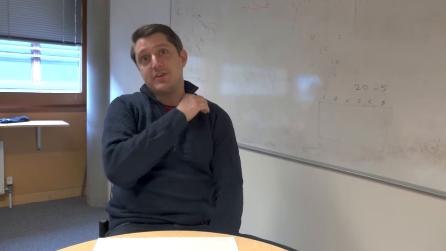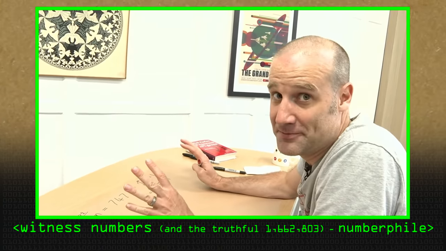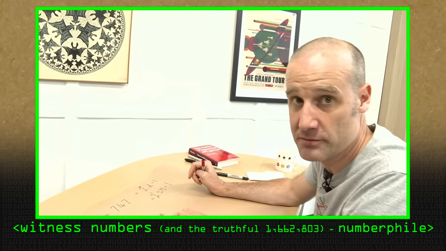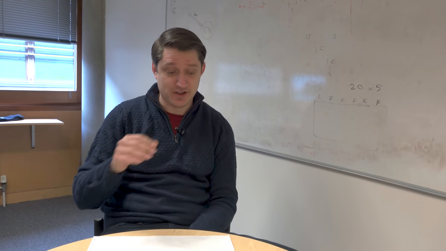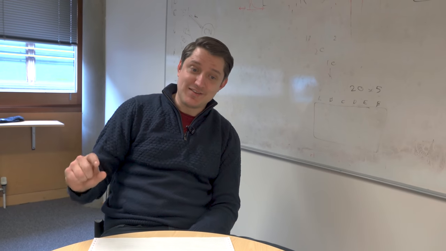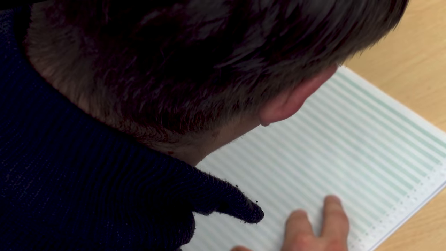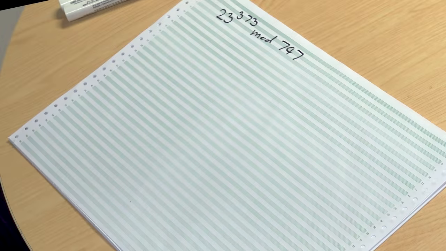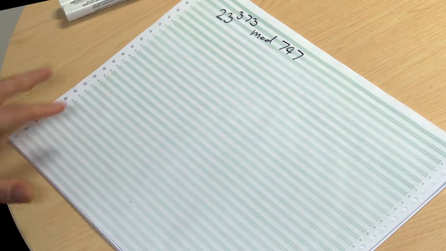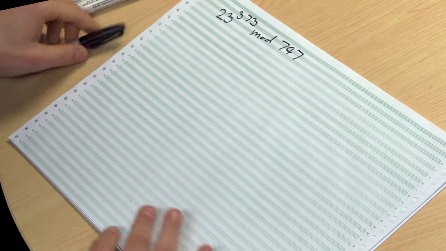I was watching a video on Numberphile with Matt in it on witness numbers and testing whether a number might or might not be a prime. Right, super good video. And at one point in the video, they talk about the sum 23 to the power 373 mod 747. That isn't something you can necessarily do on a pocket calculator.